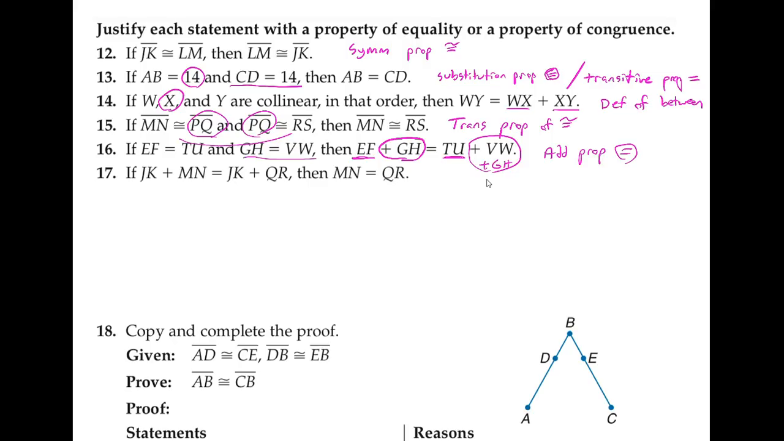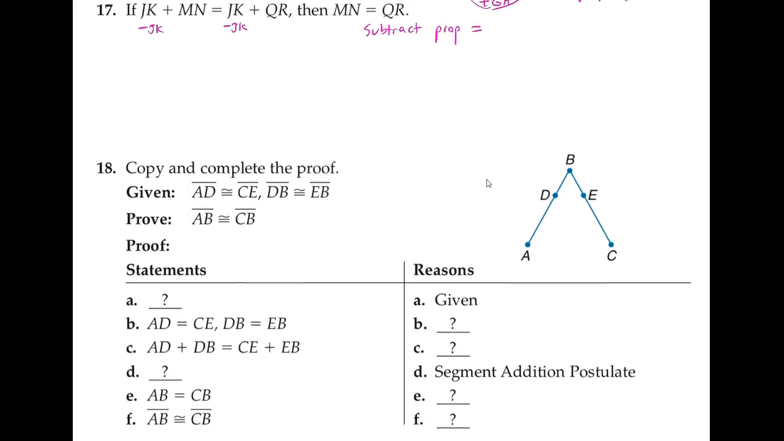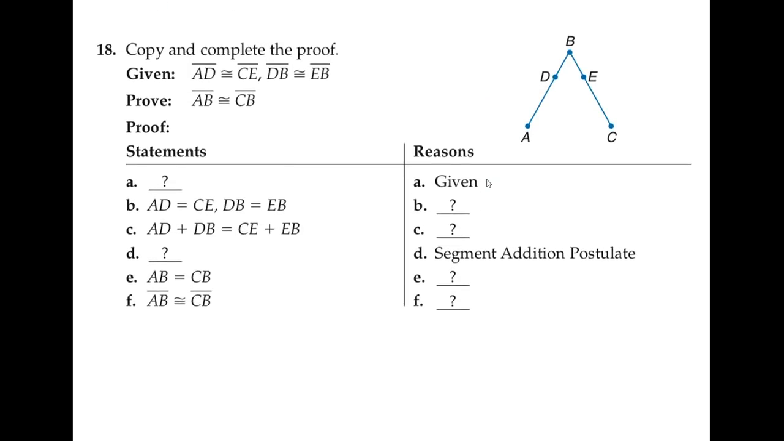If JK plus MN equals that, oh, then we can just get rid of that JK on both sides. Why have JK on both sides? So that's just the subtraction property of equality. Okay, good ones. Now let's do copy and complete the proof. So this one's already somewhat done for us. I find, again, this harder to follow sometimes because their structure doesn't exactly match mine because we're different people.